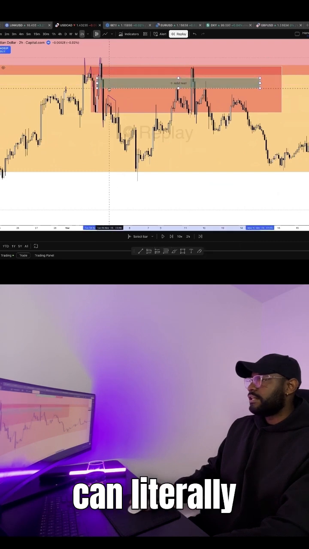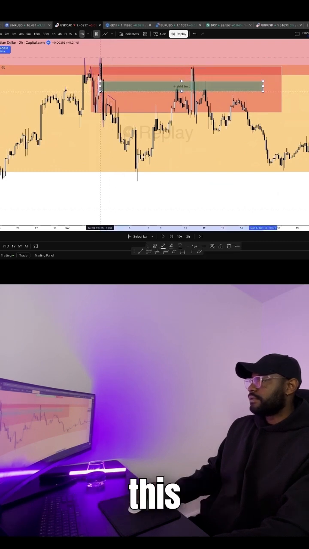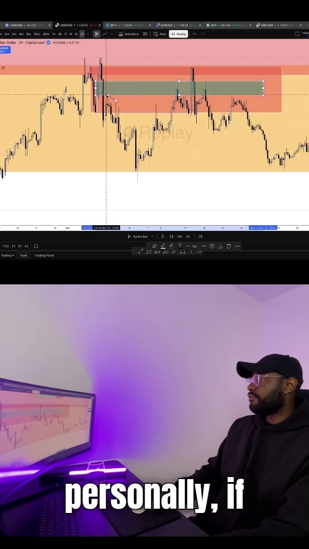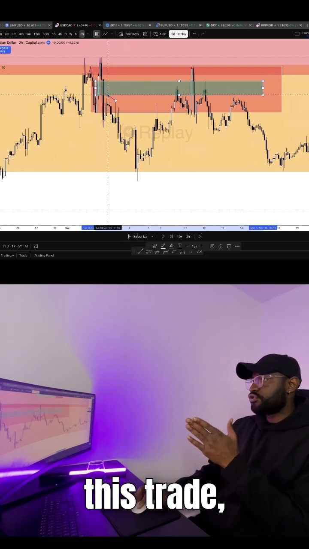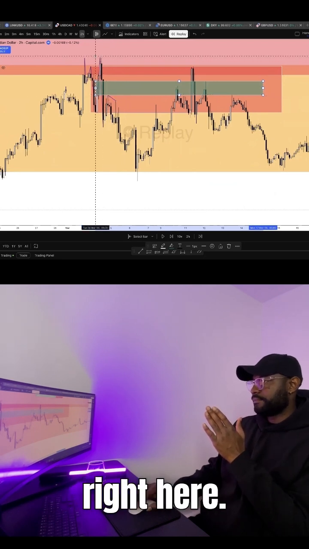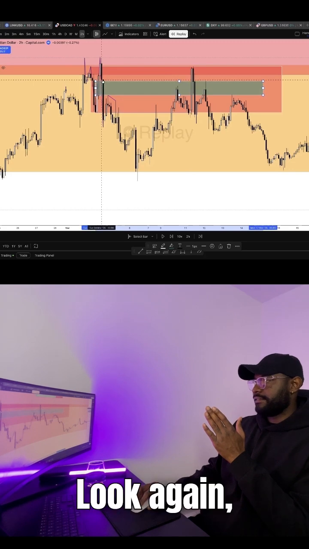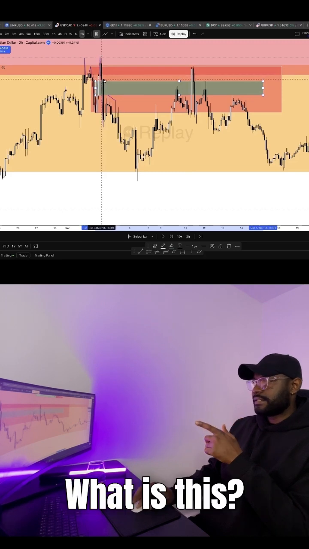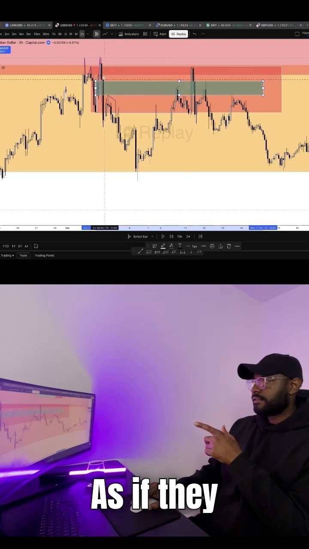You can literally come right here, mark this inefficiency as one inefficiency. For me personally, if I was taking this trade, I'll place my entry right here. My stop loss will be right here. Look again. Can you see what's here? Yes, sir. What is this? That is a fair value gap.